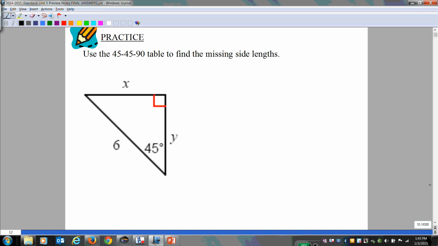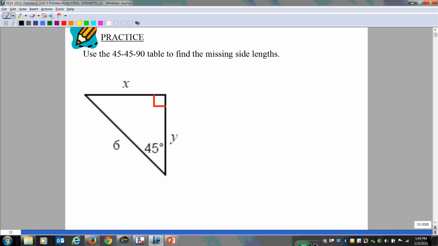Ready? Pause the video, do this one on your own, and restart. All right, did you actually pause the video, or are you just waiting to copy from me? If you're waiting to copy, pause the video. Take a wild stab at it on your own, and then come back.